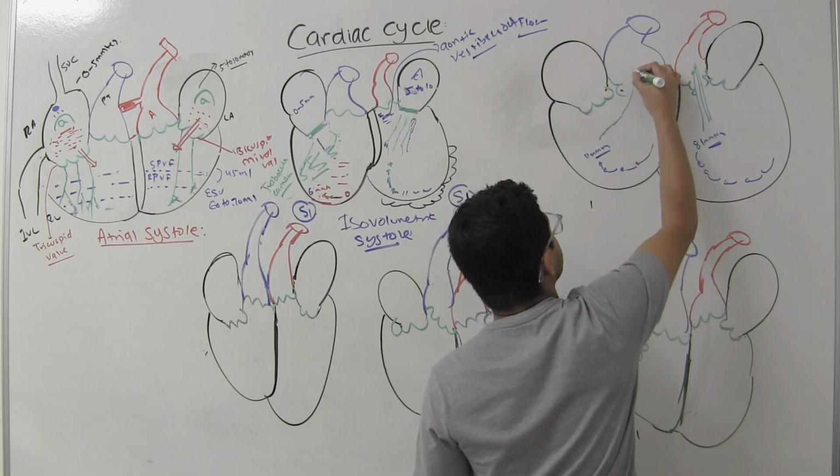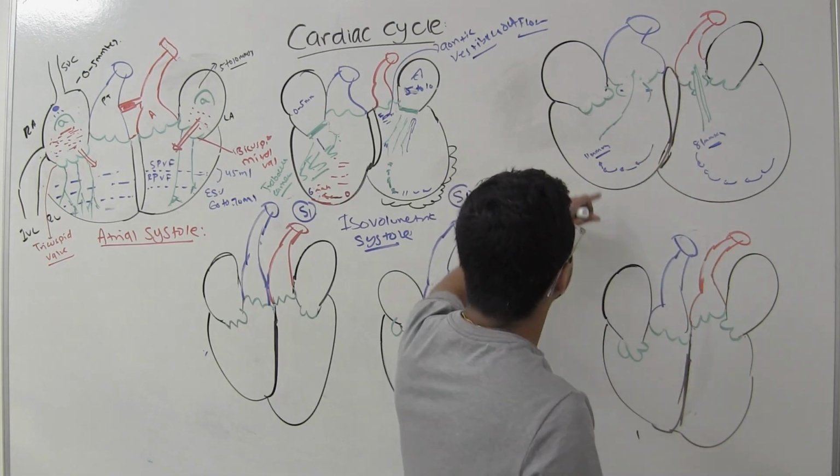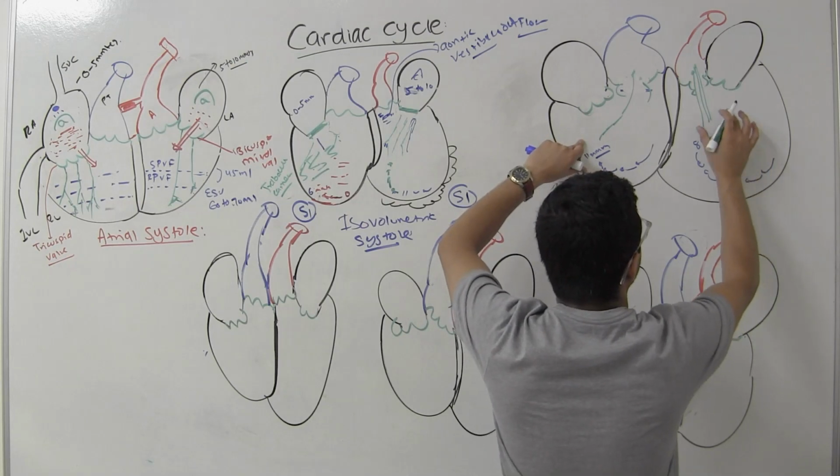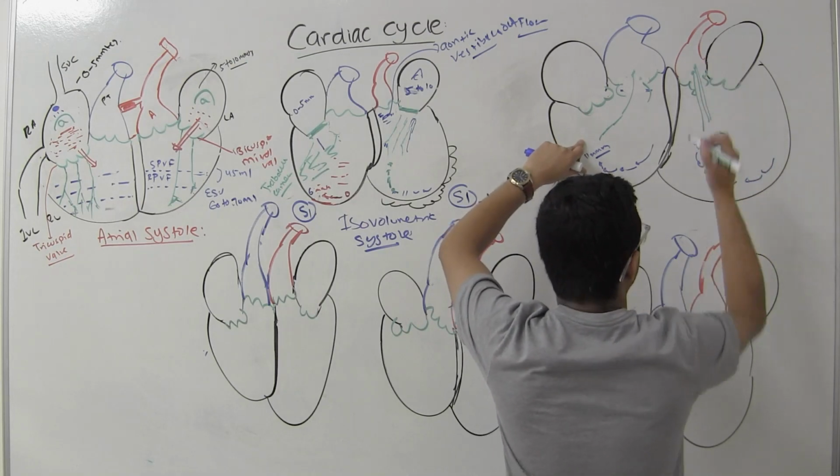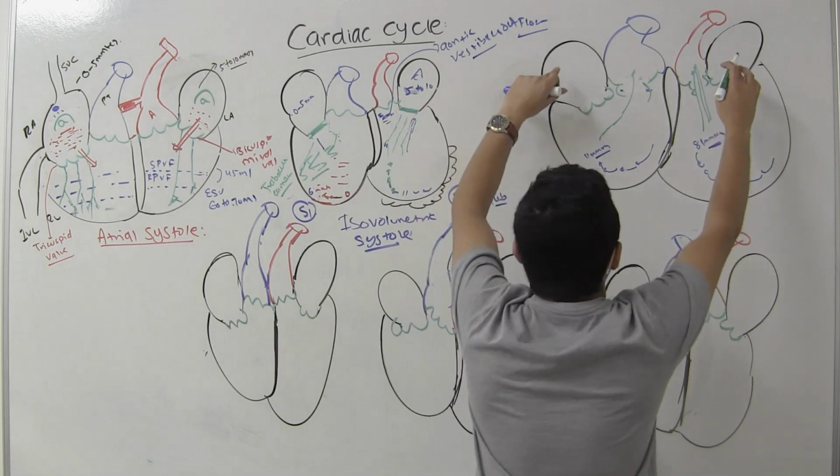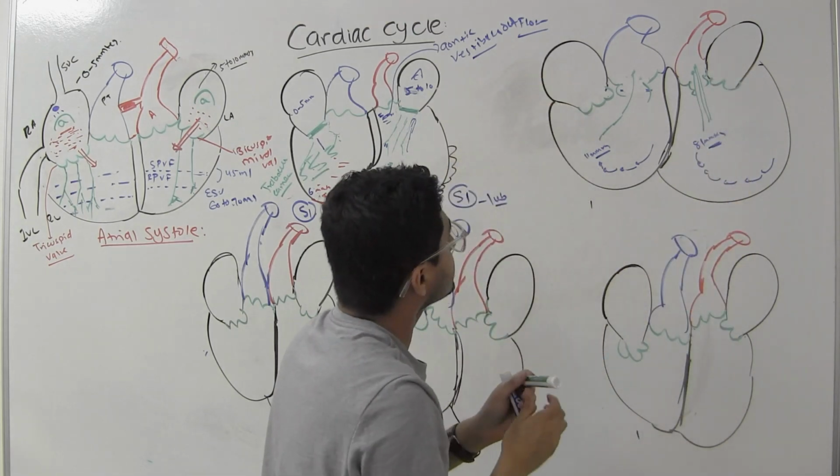All this blood in the right ventricle started going out to the pulmonary trunk from the right ventricle, and this is going to the aorta. And what is happening in the atrium at the same time? These atria are receiving the venous blood.